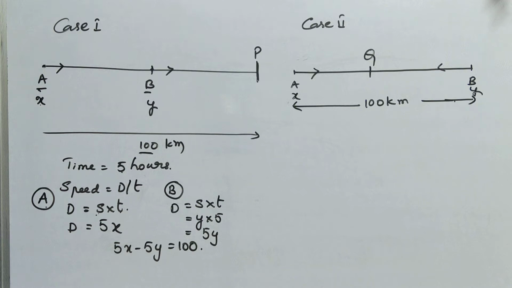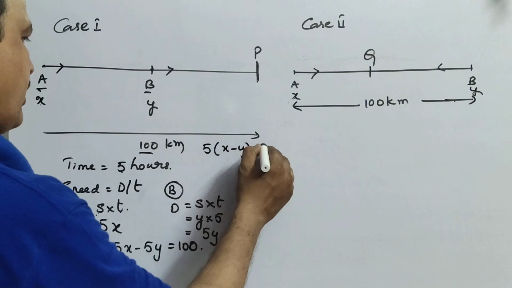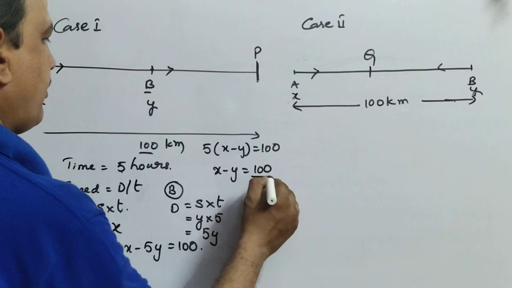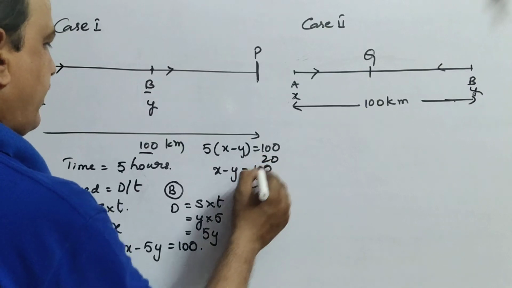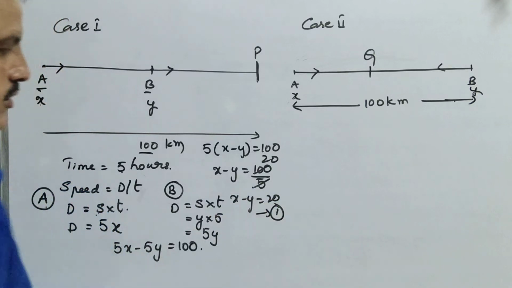Okay. But how did you get 5x and 5y? Distance equals speed into time. Speed, we consider of A as x, and time is already given as 5. So 5x and 5y. So the difference between two cars is 100 kilometers. If you want, you can take 5 common. So if you take 5 common, x minus y equals 100 by 5. So 5 ones are 5, 5 20s are 100. So x minus y equals 20. So this is equation 1.